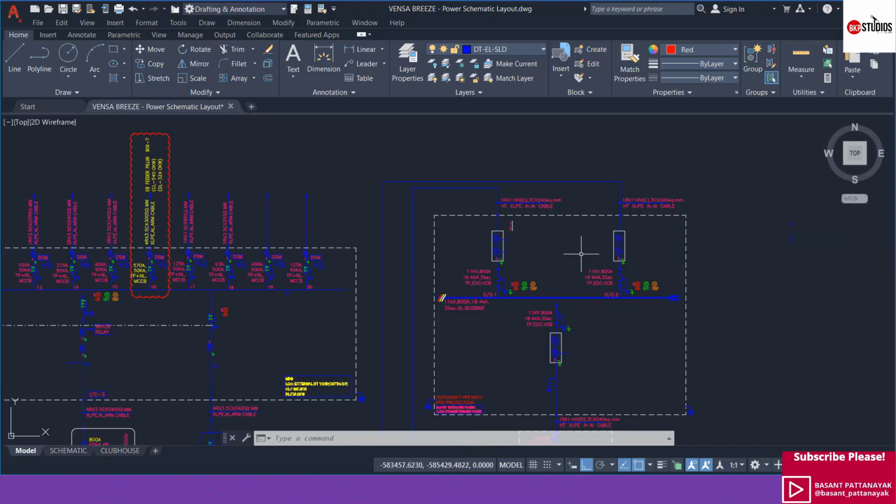In LV distribution boards or LV panels, the size of the incoming cable will be more than the size of the outgoing cable. In this HT panel, the size is the same for the incoming and outgoing cables. What is the reason behind this? Keep watching this video, you will get a complete understanding about this.